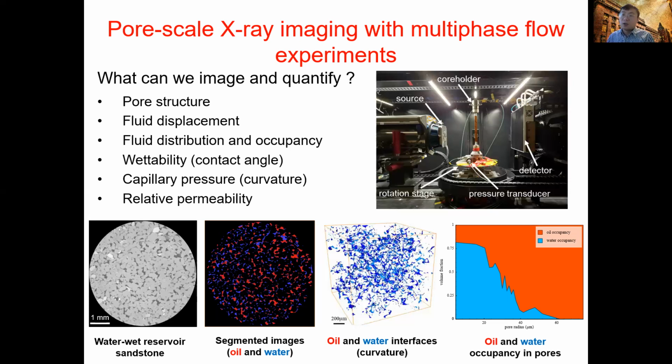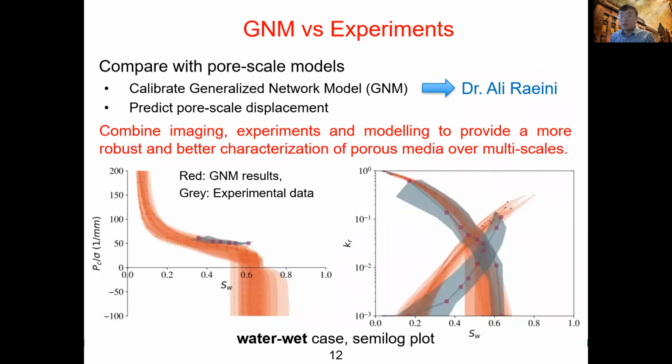And also, my experiments provide measurements for validation and calibration of our new network model, the GNM, Generalized Network Model, developed by our senior colleague, Dr. Alirini. I collaborate with him, and we combine experiments and modeling to provide a more robust pore network model and calibrate our model. And in future, we can predict pore-scale multi-phase flow in porous media more accurately.